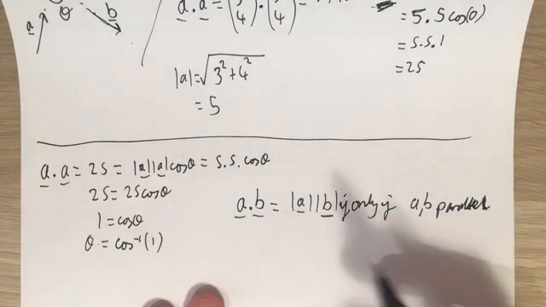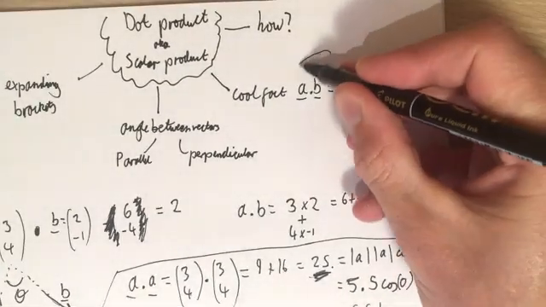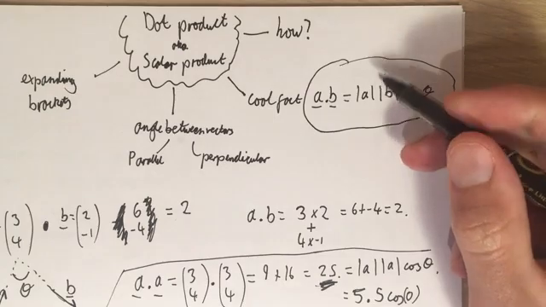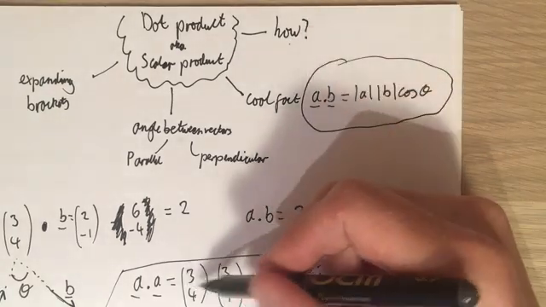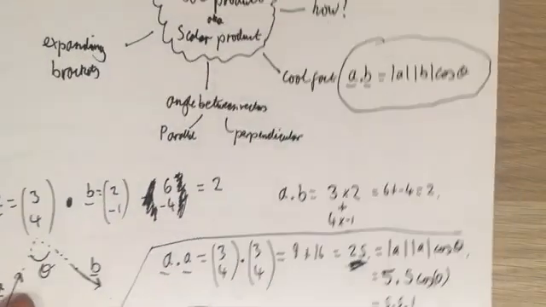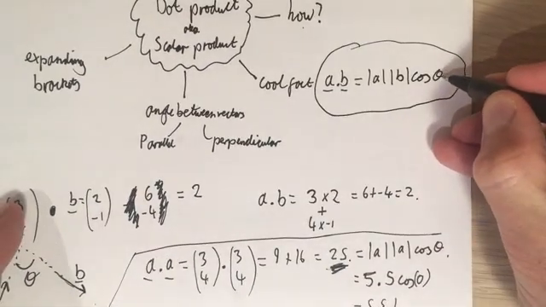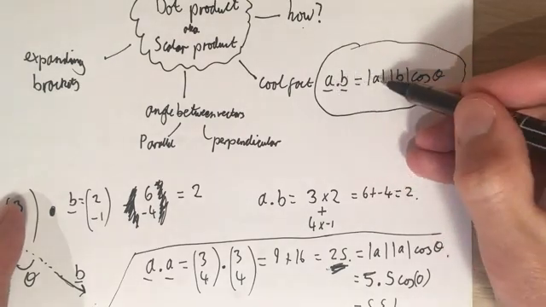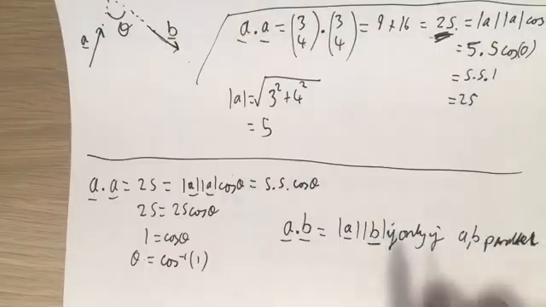You don't need to remember it. All you need to do is remember this. This cool fact is the only note for today, really. It's super duper. That and actually how you do it. So times, and add. Okay? And obviously a special case of that is when theta is 0, cos of 0 is 1. And you just get A dot B is mod A mod B. Like it says there.